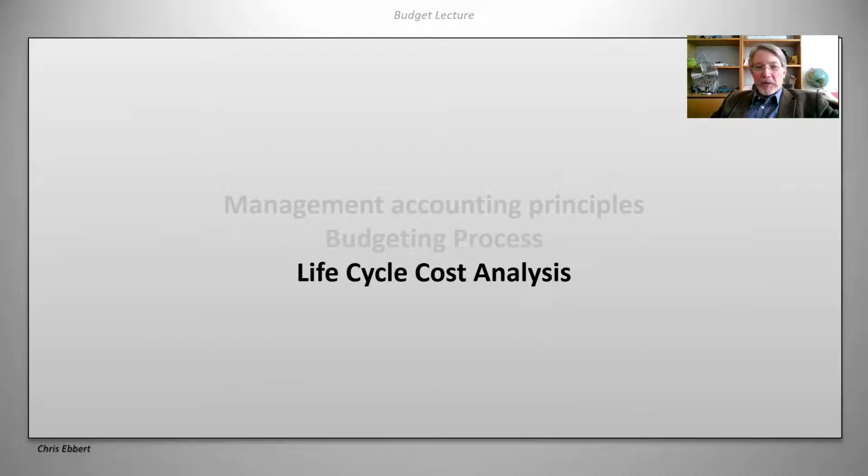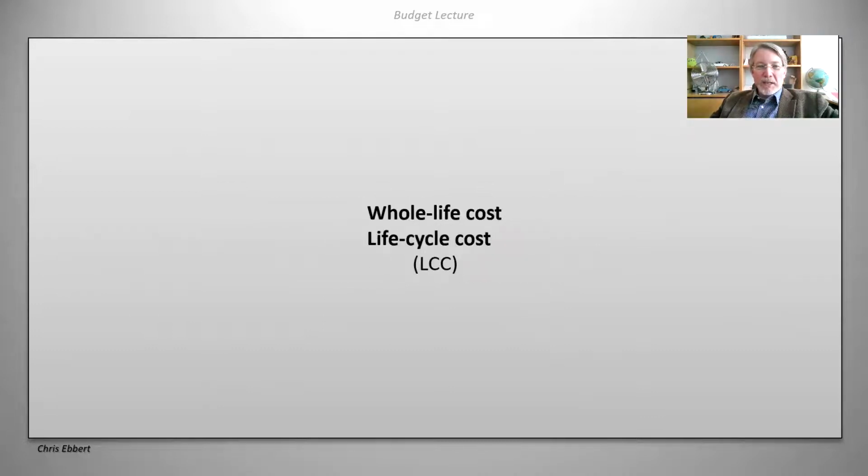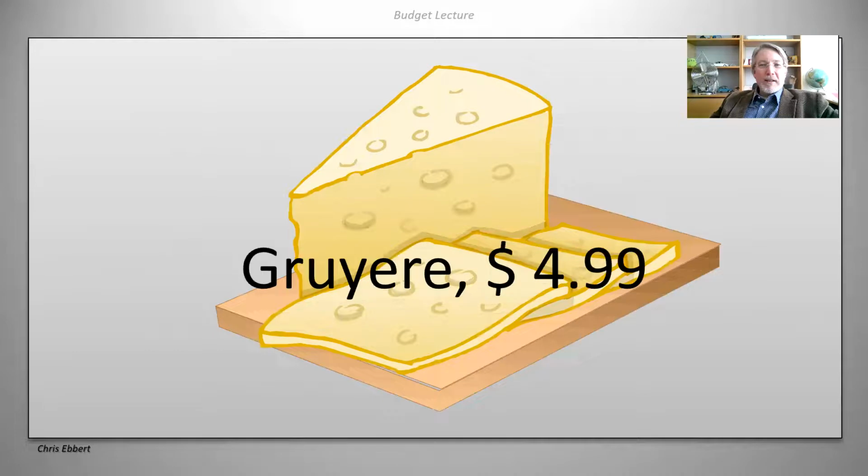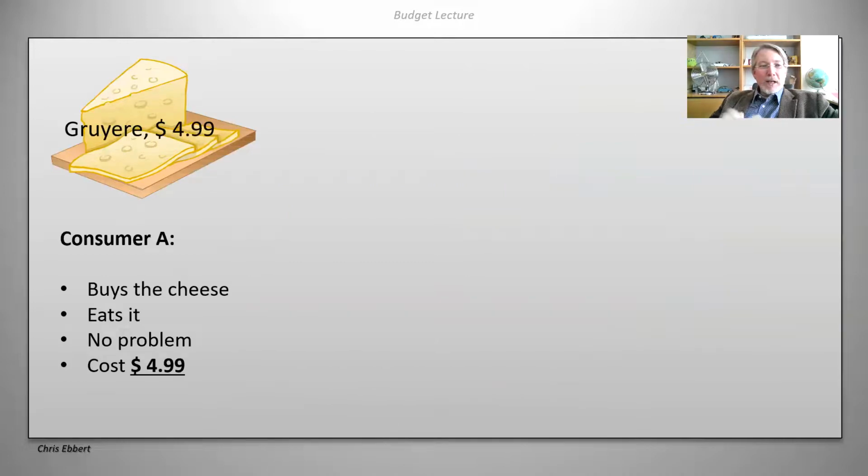Here's something more philosophical, the life cycle cost analysis, which I find very amusing, called either whole life cost or life cycle cost. And I've made a few examples here of where that can take us. Let's say you're buying a piece of cheese. Here's a Gruyere. And the retail price is $4.99, quite reasonable for a cheese. And most people would just buy it, eat it, and that's the end of it.